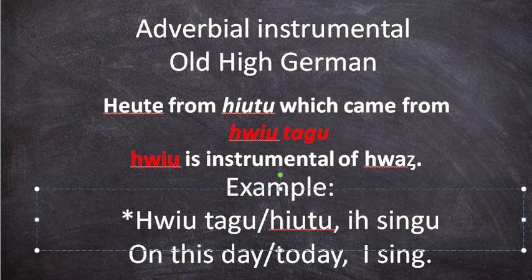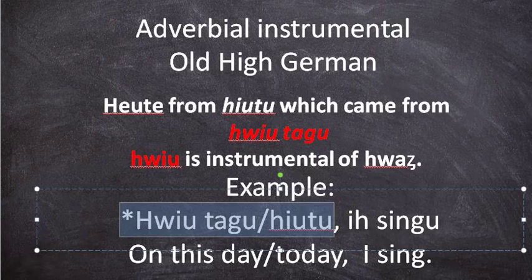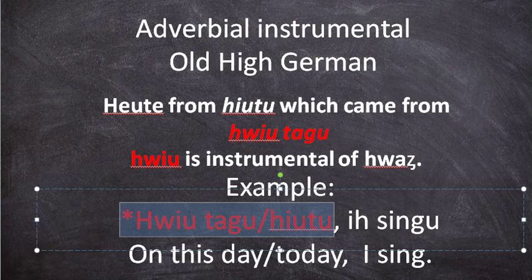Anyway, then we have heute, which means today, so on this day. Ich singu, I sing. I created the sentence, I'm just using this as an example. I'll put this all in red, it's the instrumental used adverbially. All right, let's move on.